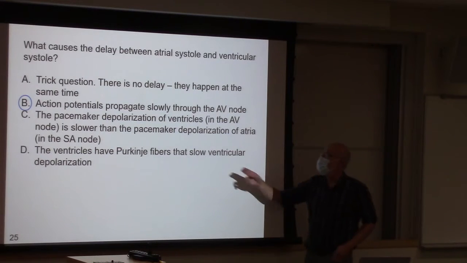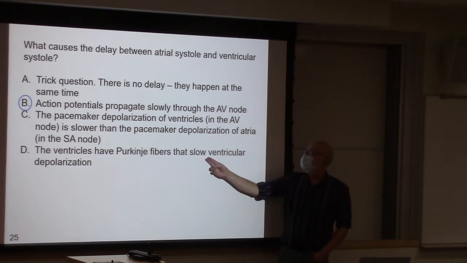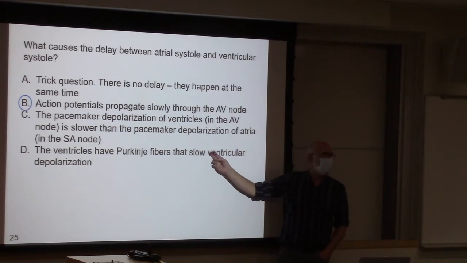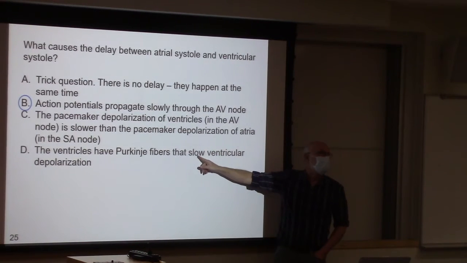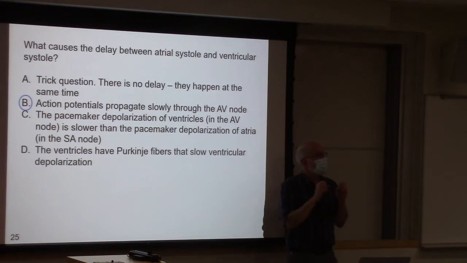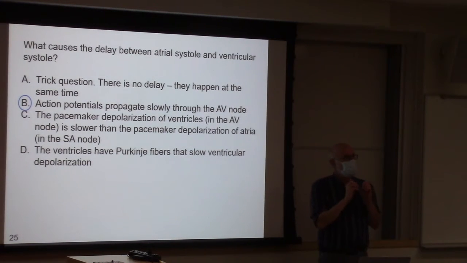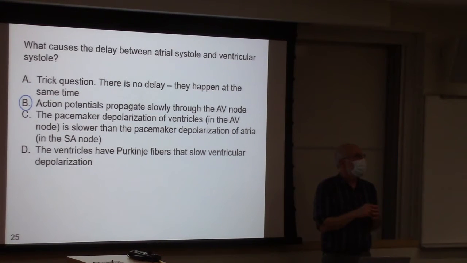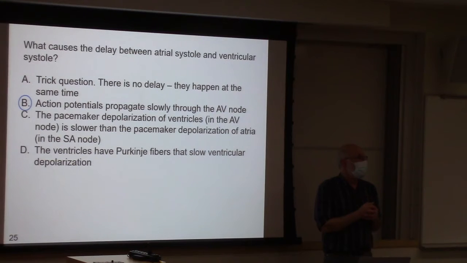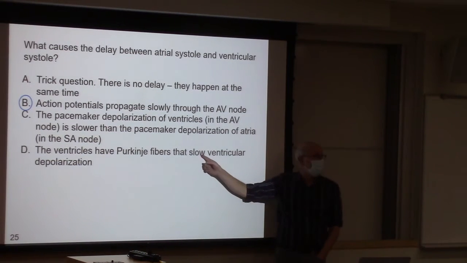They have Purkinje fibers, and that has no effect on depolarization. Well, it increases the speed. It does not slow ventricular depolarization. The Purkinje fibers are like a network of fast fibers that accelerate the spread of depolarization throughout the ventricles, not slow. So D is definitely a false statement.